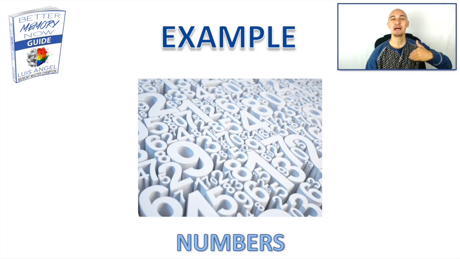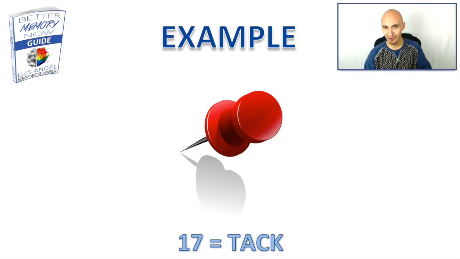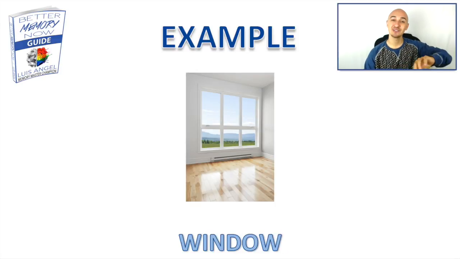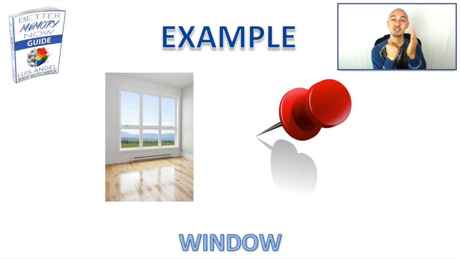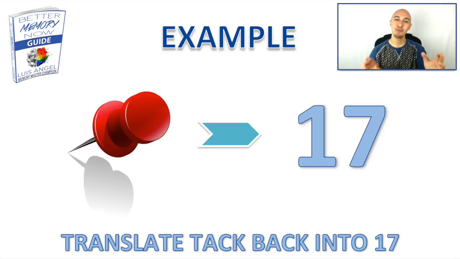Quick example on how this works is, let's take the number 17. We have to turn that into an image. So I would picture a tack, and I'll teach you how that works in a moment. But I picture a tack for the number 17. You then associate that to a location. In this case, I'm looking at my window, and then maybe I'm just picturing myself putting a bunch of thumbtacks all up and down that window, poking holes on the window. So when you want to recall it, all you have to do is ask yourself, what did I place on that location? We placed tacks, and remember to translate it back into the number, so the number is 17.